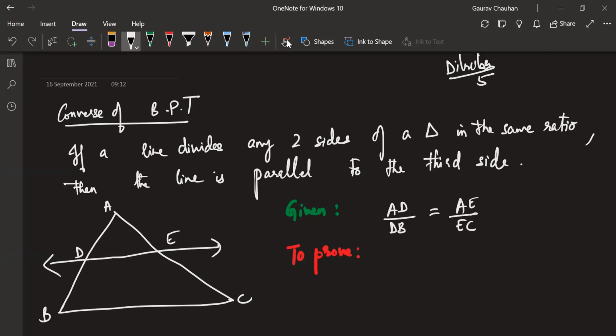Good. What is to prove? The to prove will be DE is parallel to BC. Perfect, Mansa. Very good, Mansa.